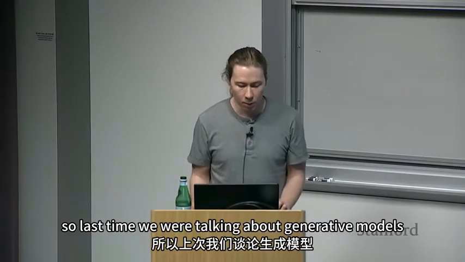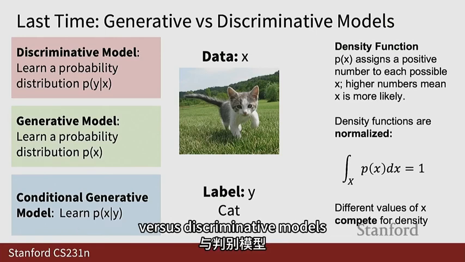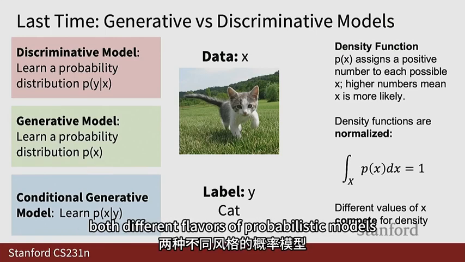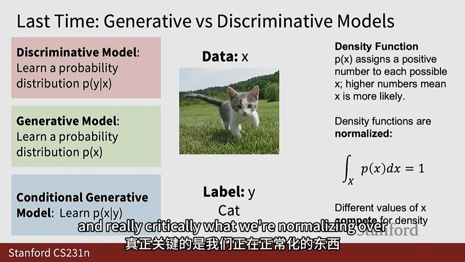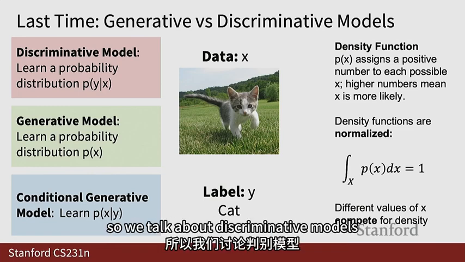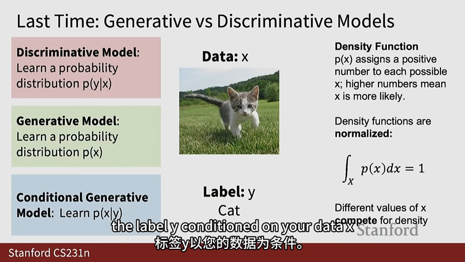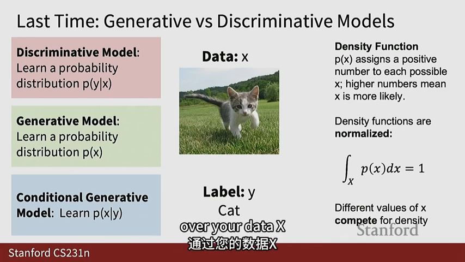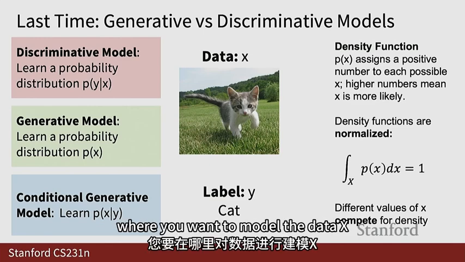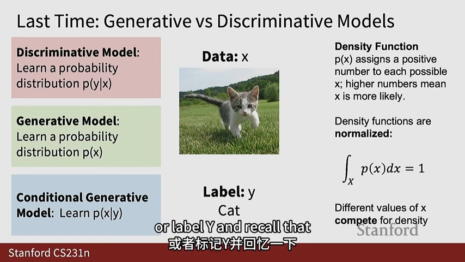So last time we were talking about generative models, and we started off with some discussion of generative versus discriminative models. And recall that these are basically both different flavors of probabilistic models, but it depends on what we're trying to predict, what we're conditioning on, and really critically what we're normalizing over. So we talked about discriminative models where you're trying to predict the label y conditioned on your data x, generative models where you're trying to just learn a probability distribution over your data x, and conditional generative models where you want to model the data x conditioned on some user input y, or label y.